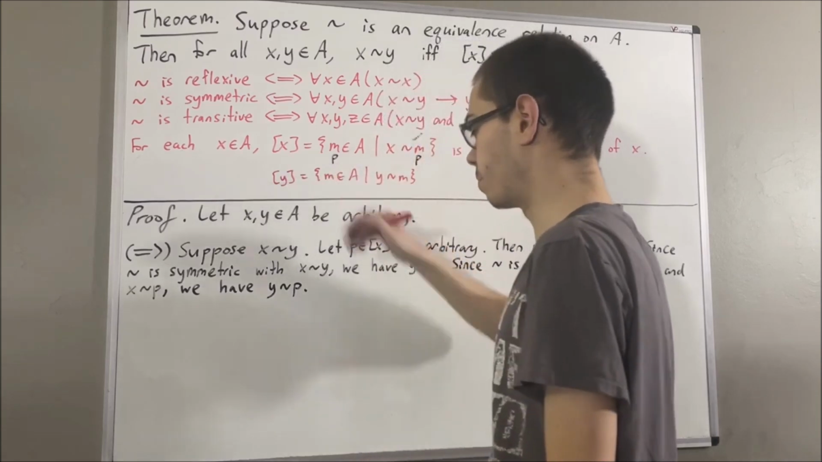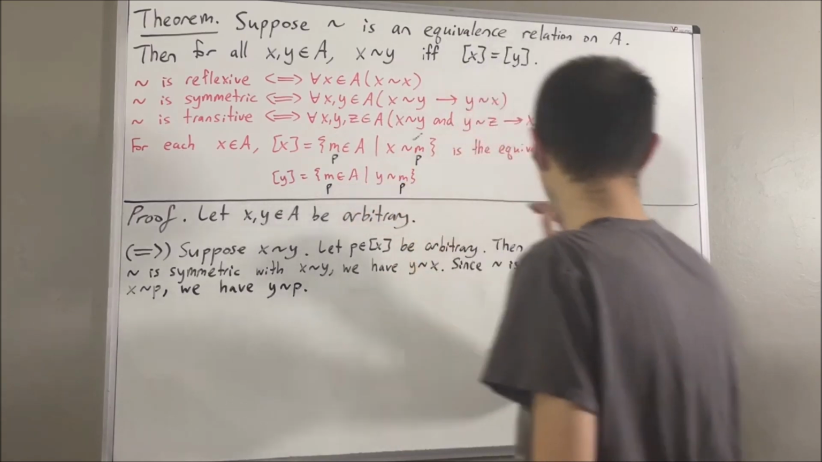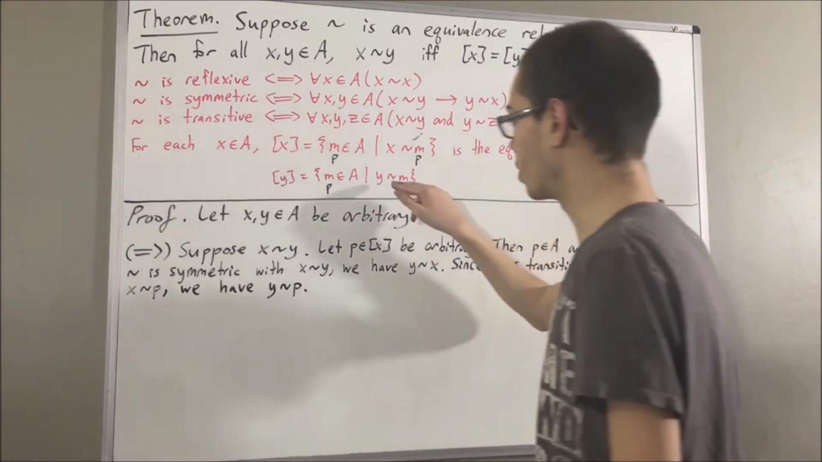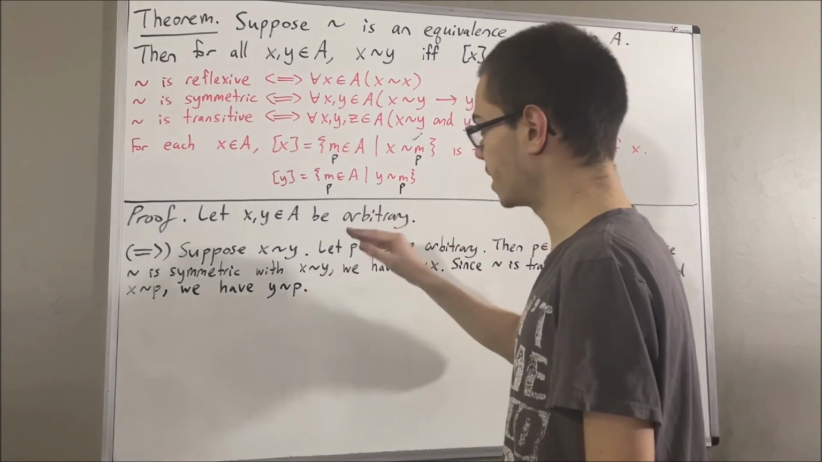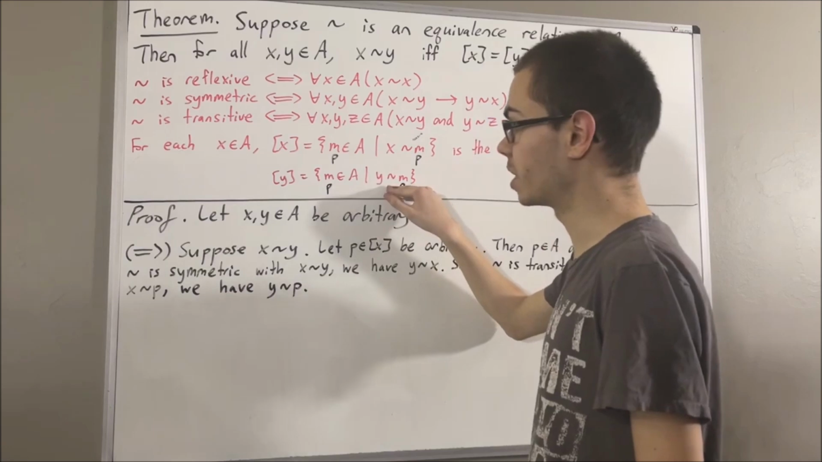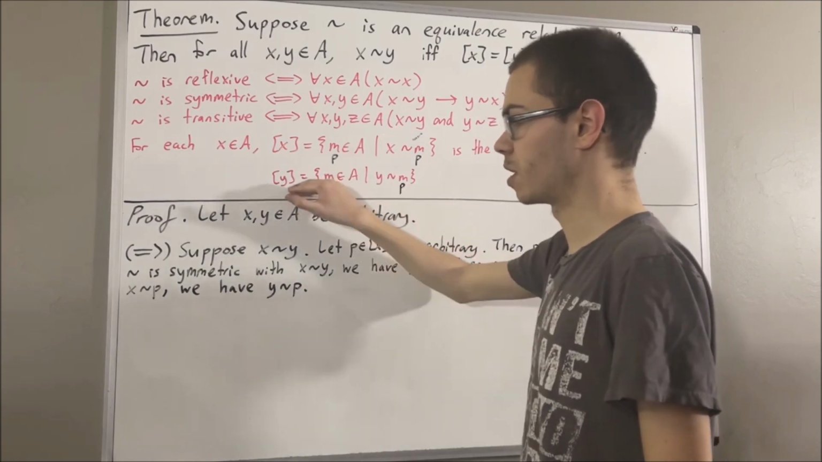And if we take m to be p, well, we know that p is an element of A. That's what we have here. And we know that y is related to p. That's what we have here. So p satisfies all the requirements to be an element of the equivalence class of y. So we can conclude that p is an element of the equivalence class of y.